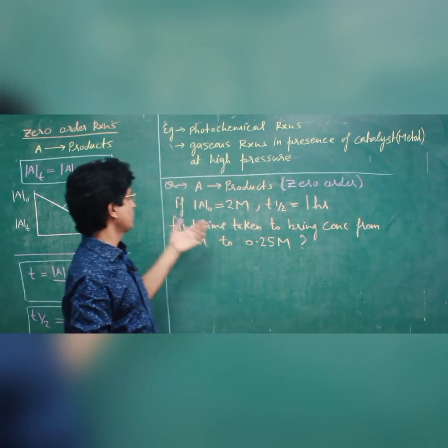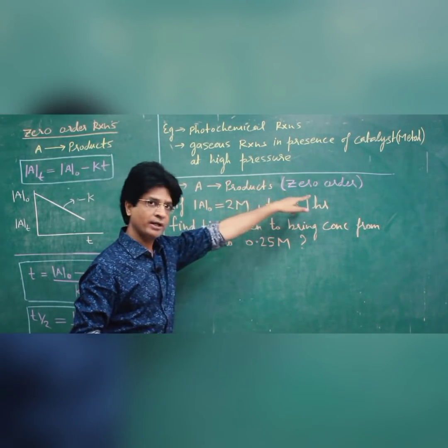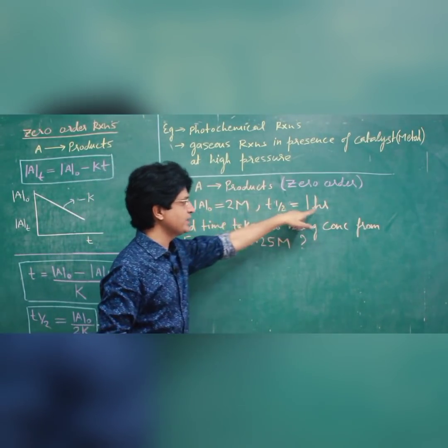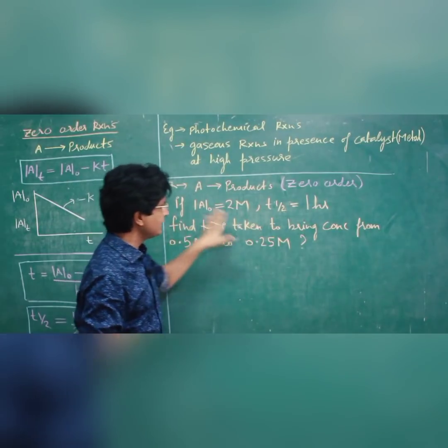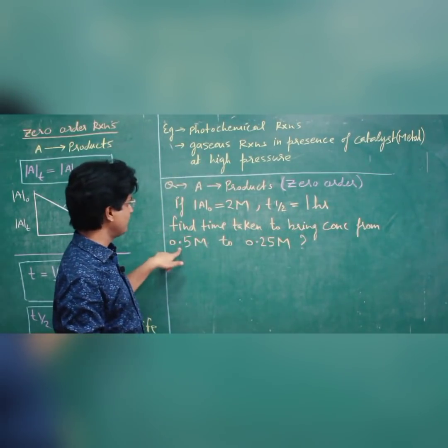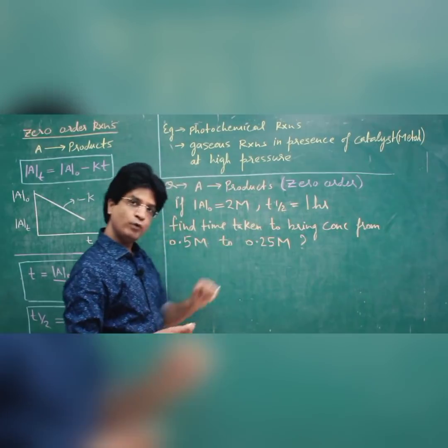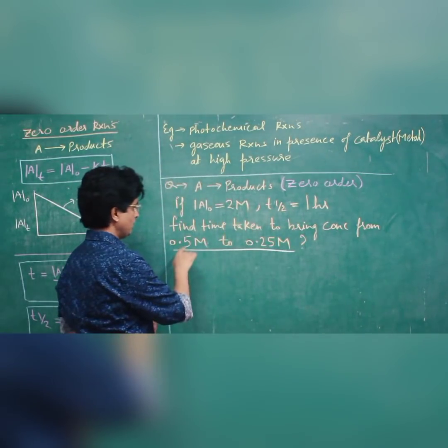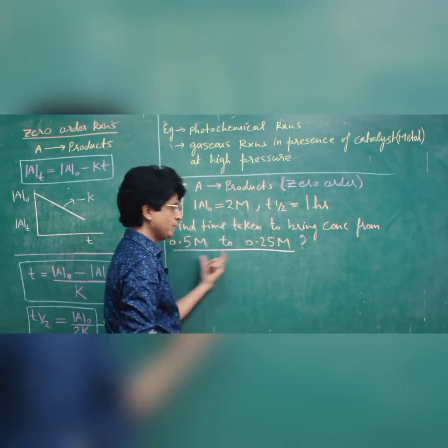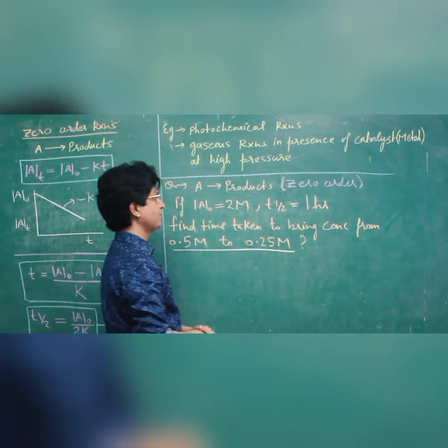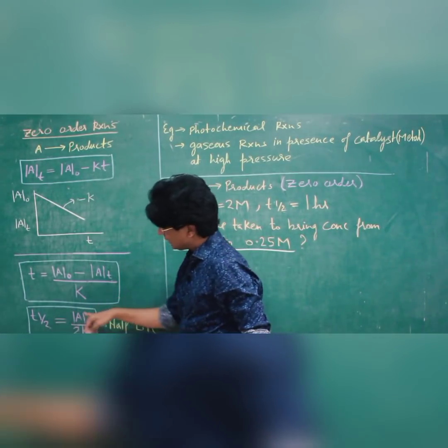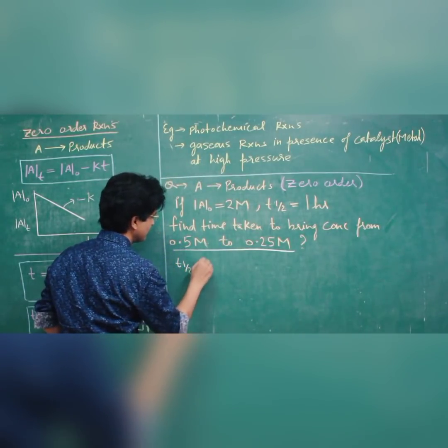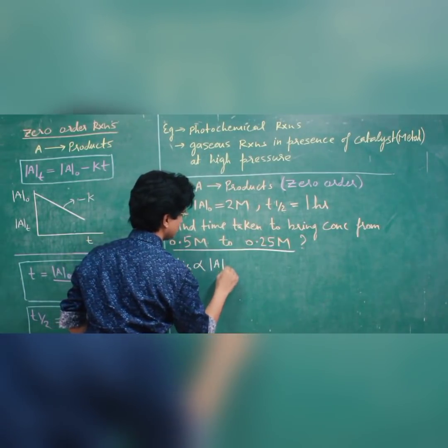Now let us solve a question on that. A zero order reaction is given, and they have given A naught as 2 molar, half-life is 1 hour. They are saying find the time taken to bring concentration from 0.5 to 0.25 molar. Now I want you to focus on this. 0.5 to 0.25 molar. The substance is becoming half. So they are actually asking you half-life. And I know that half-life is directly proportional to A naught, the initial amount. So I can write down that t half is proportional to A naught.